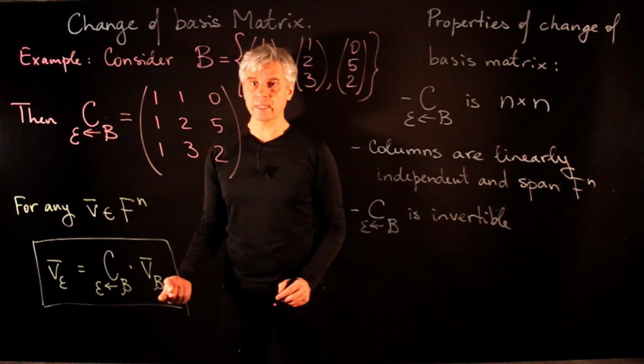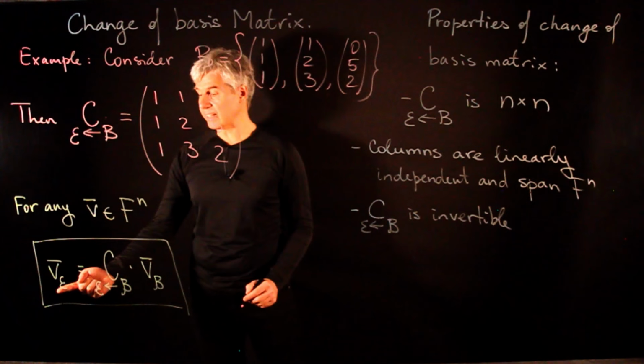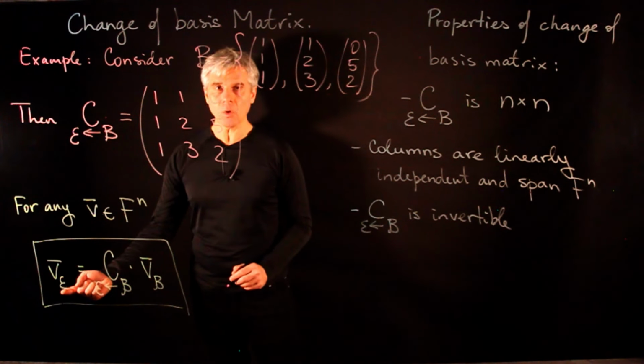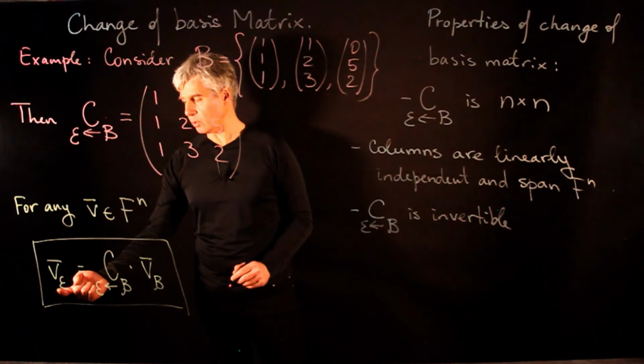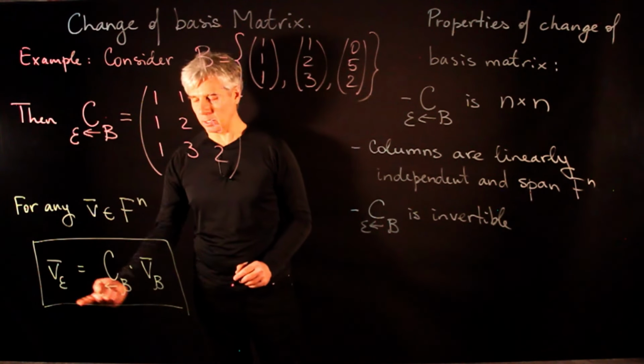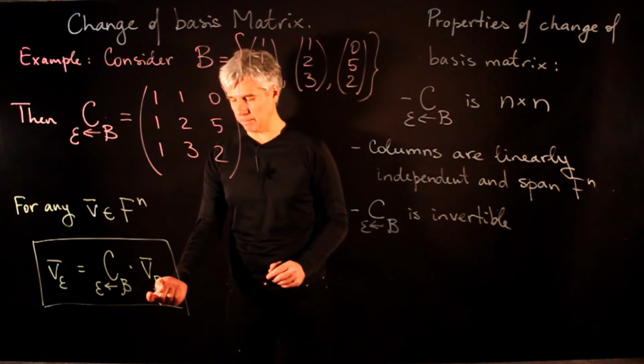Now, this formula tells us how we can go from coordinates with respect to B to the standard coordinates. It is often interesting to know how to go the other way around, from the standard coordinates of a vector to coordinates of a vector with respect to a non-standard basis B.